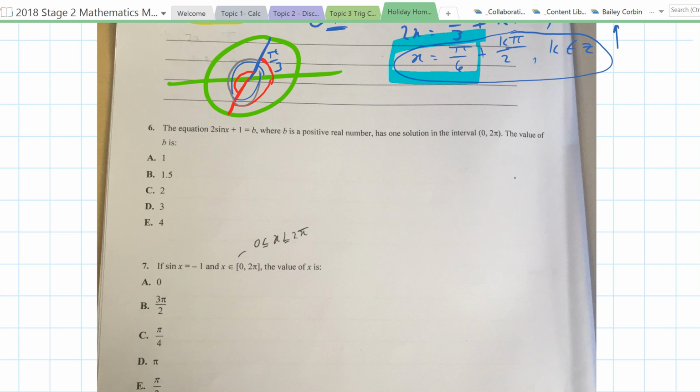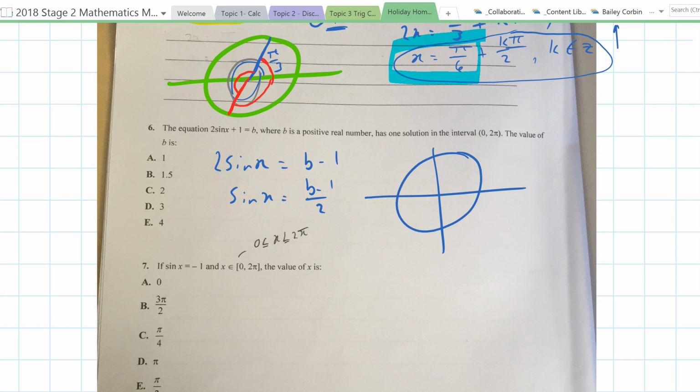Actually, sorry, I've just stopped and had a think about that question. The logic's right with what I was doing, but I just did it a little early. Let's rearrange to get sine by itself first. So to get sine by itself, you have 2 sine x equals b take 1, then divide by 2. Sine x equals b take 1 on 2.